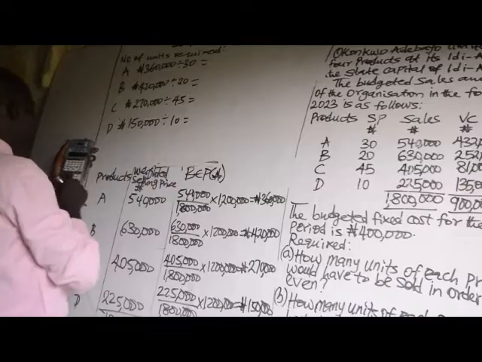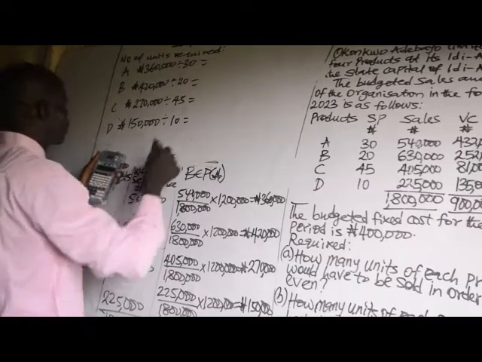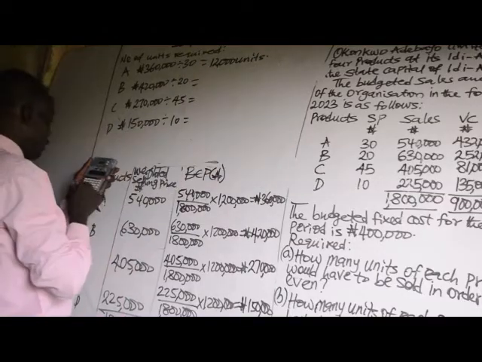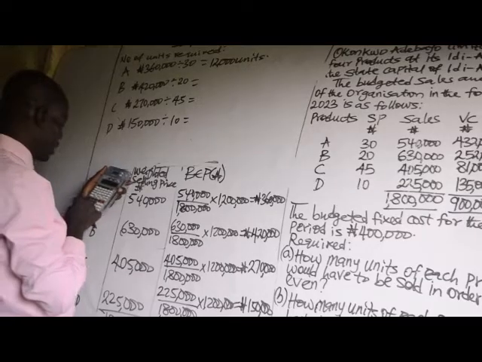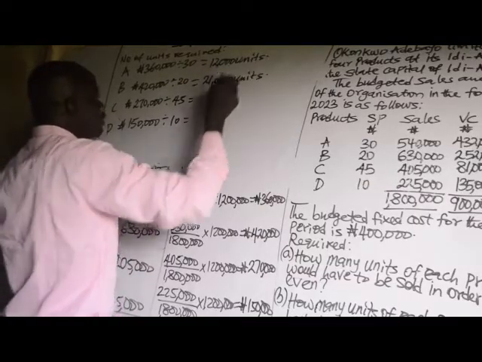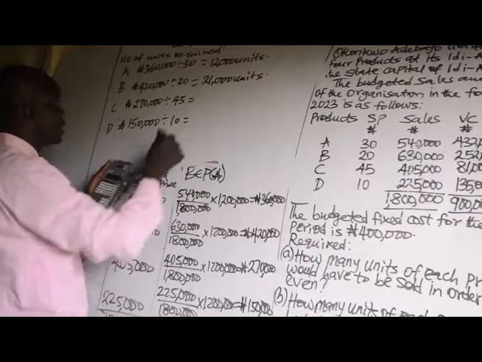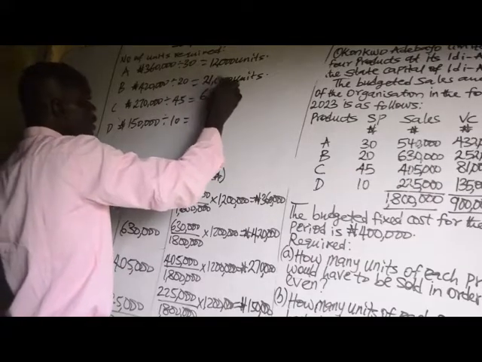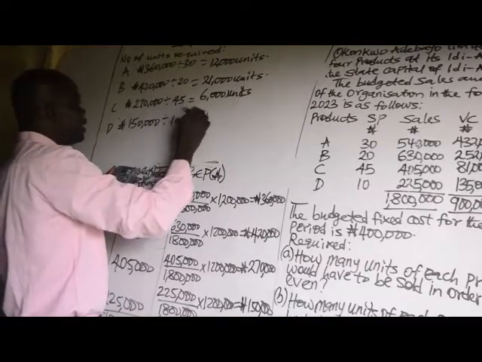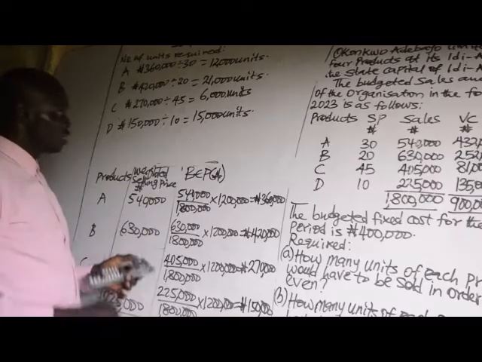So we have 360,000 divided by 30. That gives us 12,000 units. For B, 420,000 divided by 20, we have 21,000 units. For C, 270,000 divided by 45, that gives us 6,000 units. That of D, 150,000 divided by 10, you have 15,000 units. That is the end of the solution.